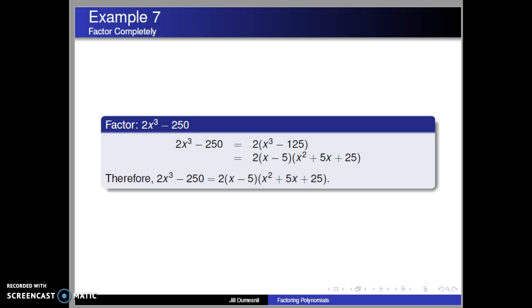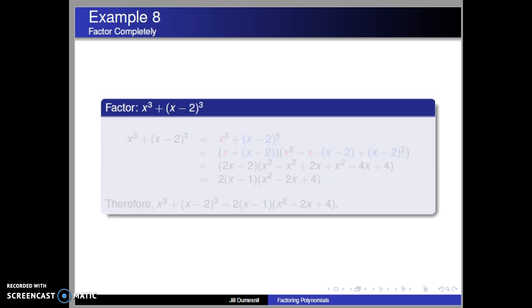Remember that in factoring the sum or difference of cubes, the trinomial factor will be prime if all monomial factors are taken out in step 1. X squared plus 5x plus 25 is a prime trinomial and won't factor more.